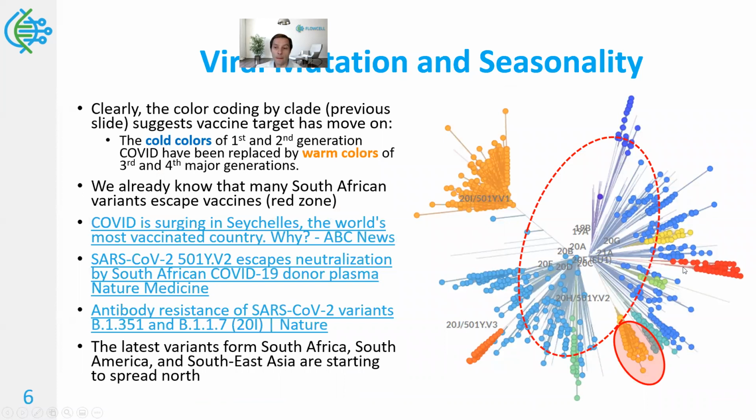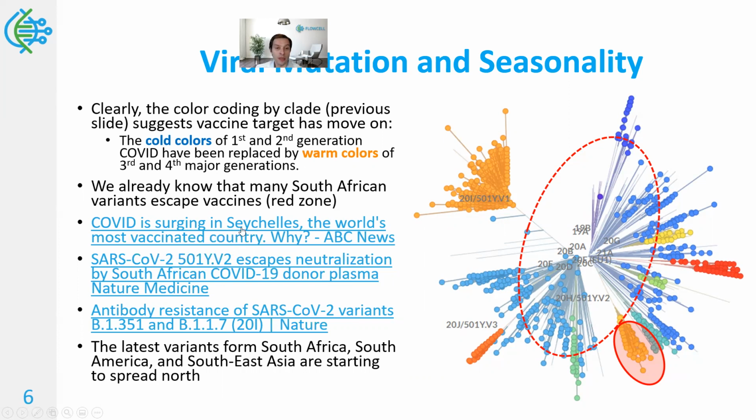Speaking of seasonality, there are some limitations that already have been witnessed. So we talked about the colors over the previous few slides, with cold colors showing the initial strains of COVID, and the warmer colors showing the later generations in terms of time. And some of these variants, like the South African variant here in yellow, are already known to escape some vaccines very dramatically. So here's a selection of various news and scientific articles.